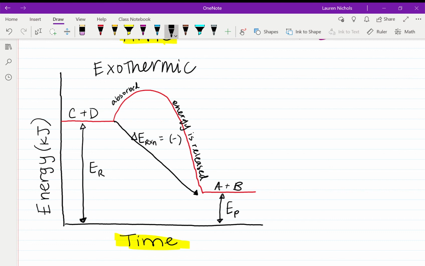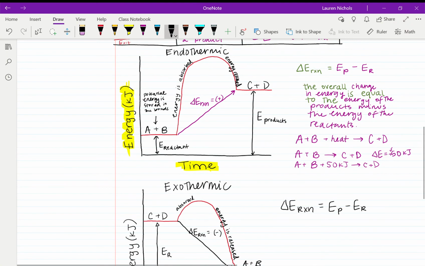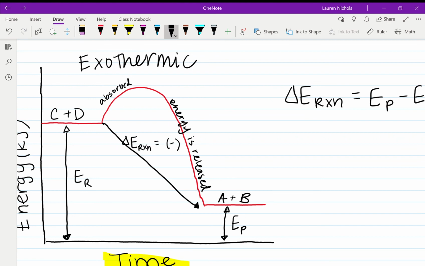So again, our delta E of reaction, so the change in energy of the reaction, would be equal to the energy of our products minus the energy of our reactants, which I'm just abbreviating as P and R for products and reactants. And so you read it the exact same way, but you can tell that these graphs are very, very similar, but opposites of each other. So you want to pay attention to which one, does it start high or start low, end high or end low in terms of your graph.